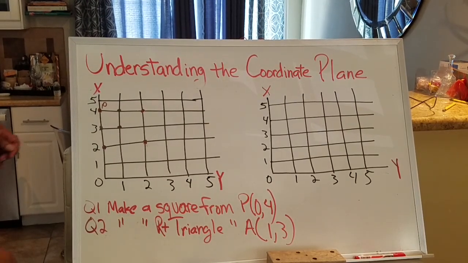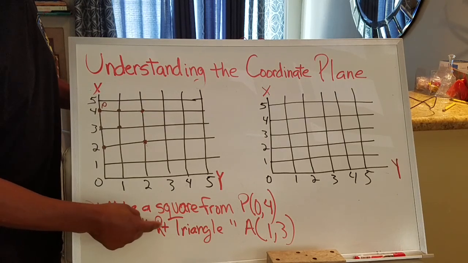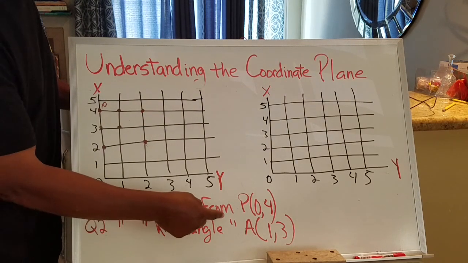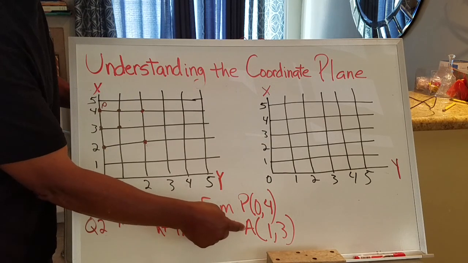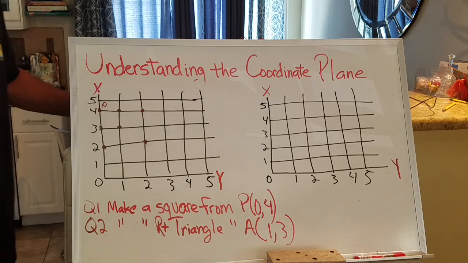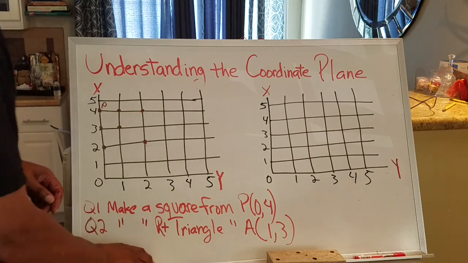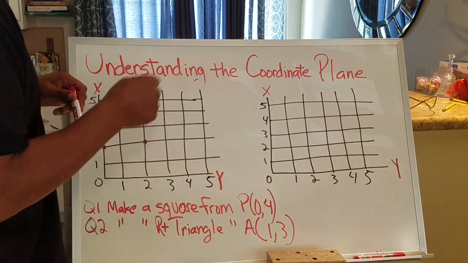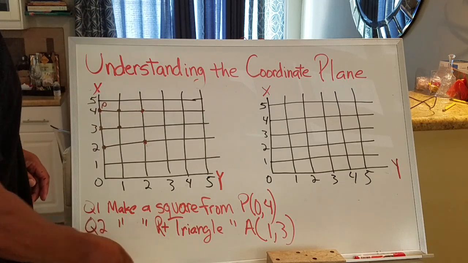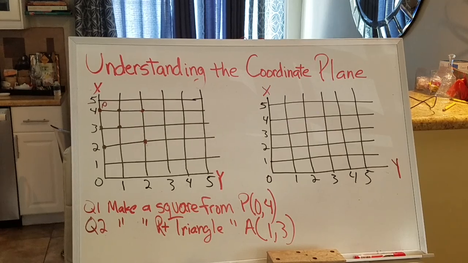All right, I had to zoom in a little bit. Hopefully you'll be able to see it. Now, question number 2, make a right triangle from point A, 1, 3. So find 1, 3, put your dot, and then you're going to have to put in your triangle. Get that right, you are done. Great job, Nascent Knights.